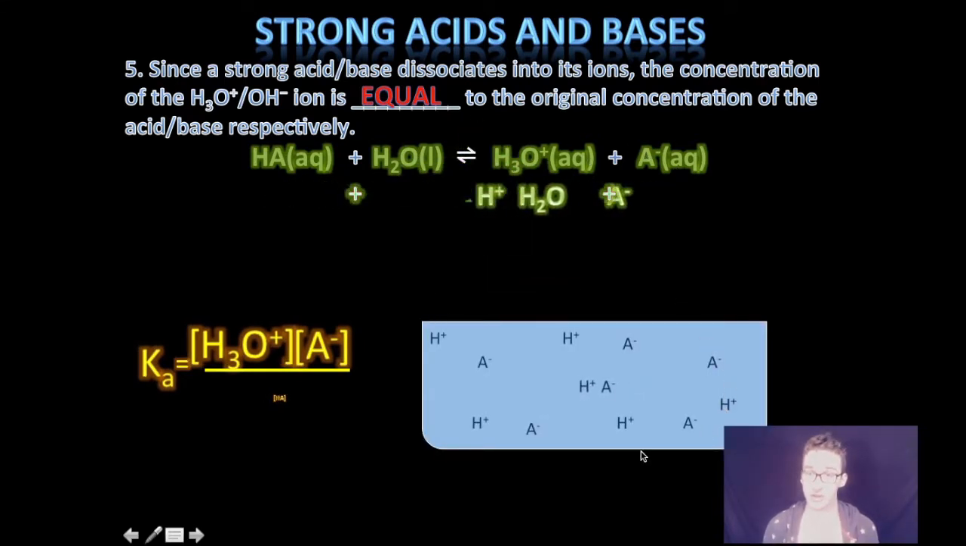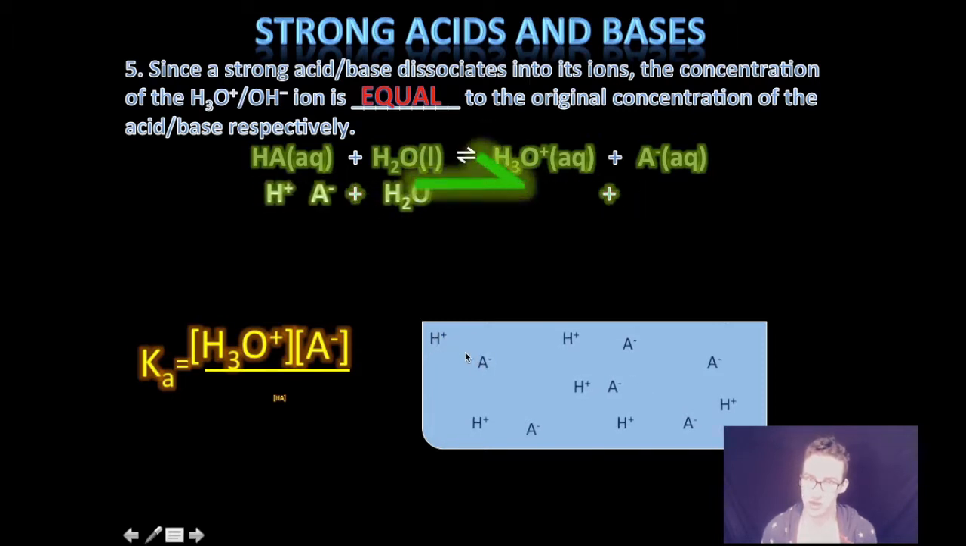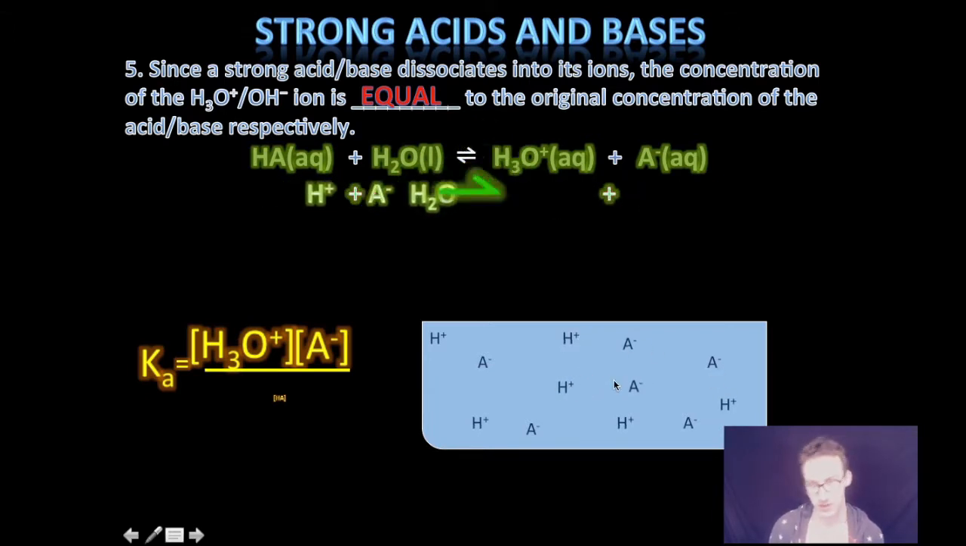And so as we look at the particulate diagram, you can imagine each of these hydrogen ions hooking up with one of these anions to form the original acid molecule. So this would partner up, this would partner up, this would partner up, this would partner up, and these would partner up.